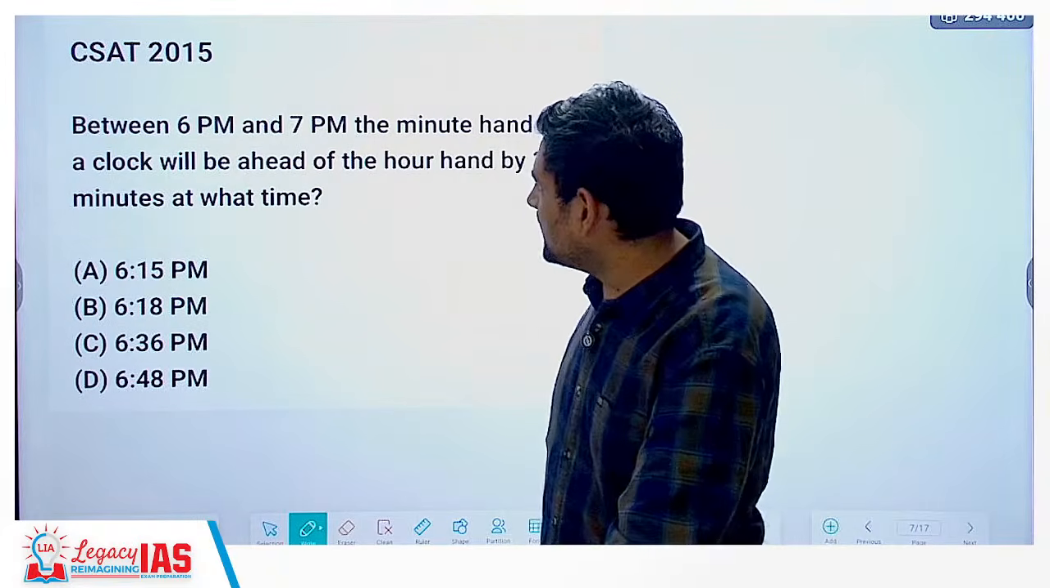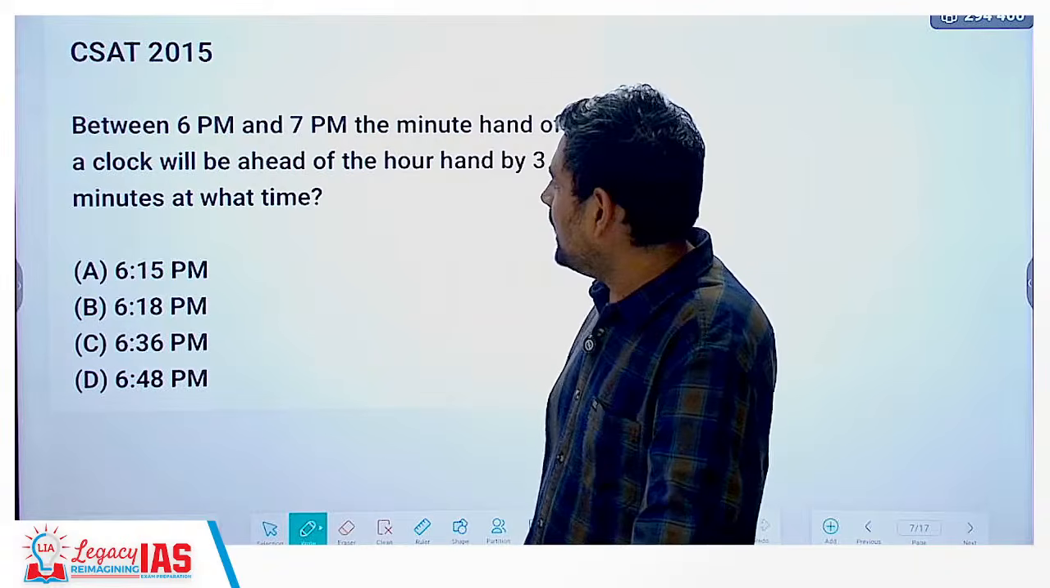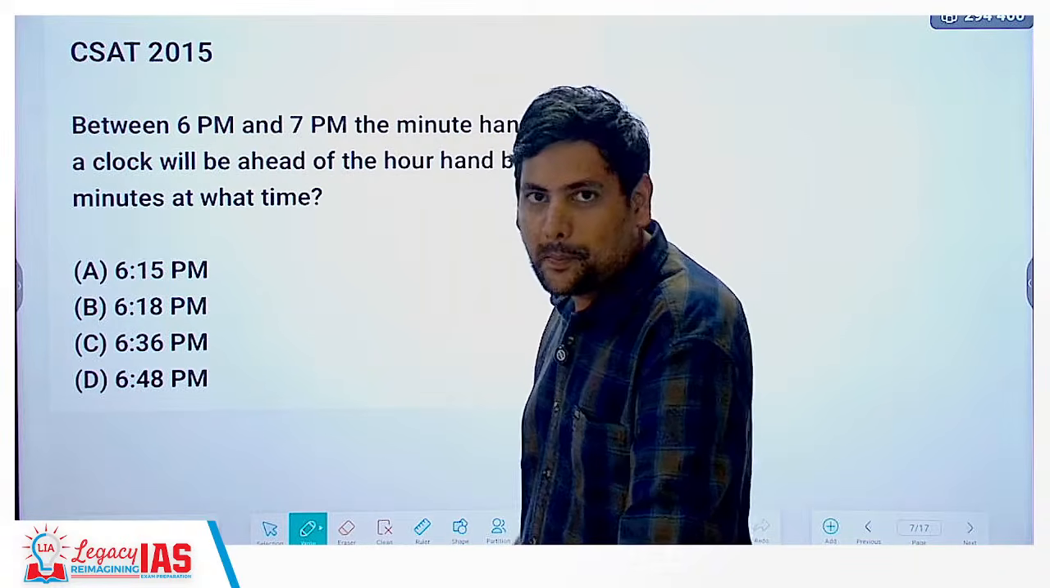It says between 6 p.m. and 7 p.m. the minute hand of a clock will be ahead of the hour hand by 3 minutes at what time?